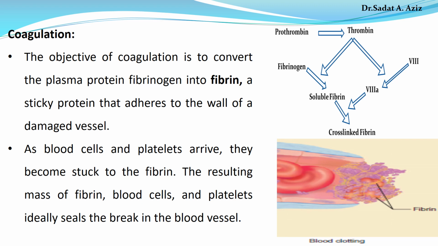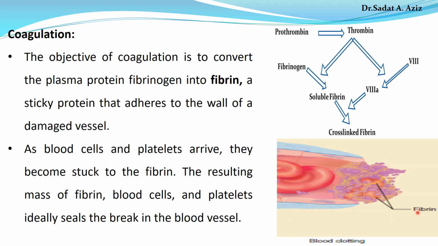So what is coagulation? The objective of coagulation is to convert the plasma protein, which is called fibrinogen, into what? Into fibrin. The main aim or objective of coagulation is to convert fibrinogen into what? Into fibrin.